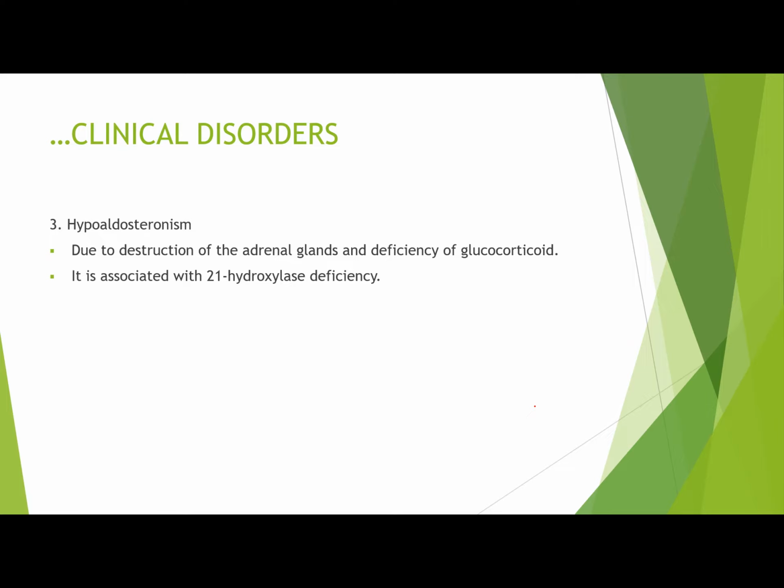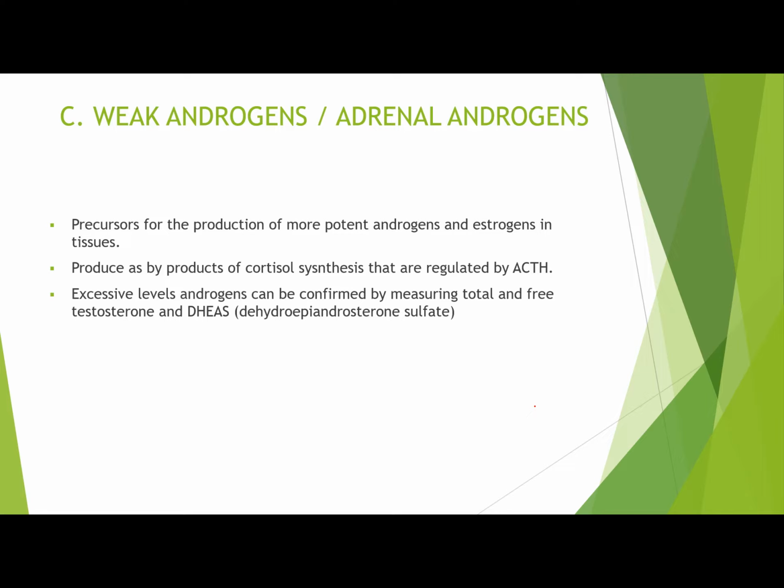Then we also have your hypoaldosteronism due to the destruction of the adrenal gland and deficiency of glucocorticoid. It is associated with 21 hydroxylase deficiency. Then, aside from your cortisol, your aldosterone class, we also have weak androgens and adrenal androgens. So these are the precursors for the production of the more potent androgens and estrogens in tissue, produced as byproducts of cortisol synthesis that are regulated by ACTH. Excessive levels of androgens can be confirmed by measuring total and free testosterone and DHEAS or your dehydroepiandrosterone sulfate.